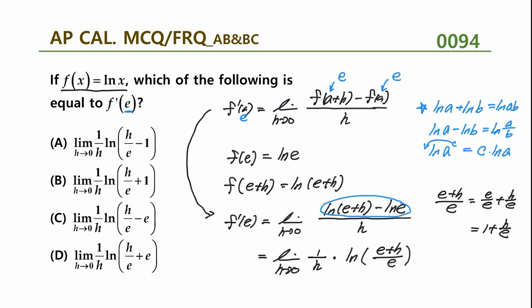So this expression can be written again as the limit as h approaches 0 of 1 over h times natural log of 1 plus h over e. So the answer is B, right? So the answer is B.